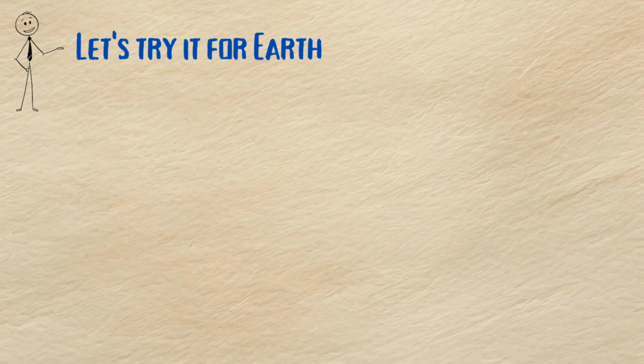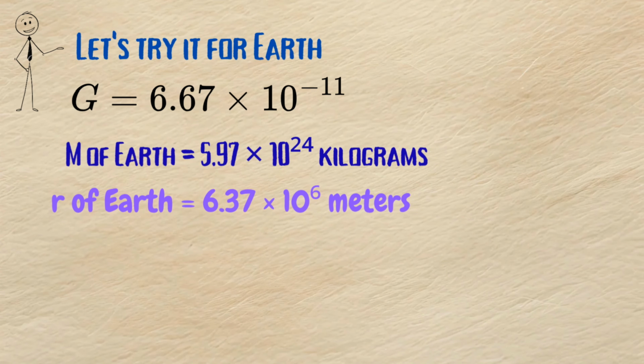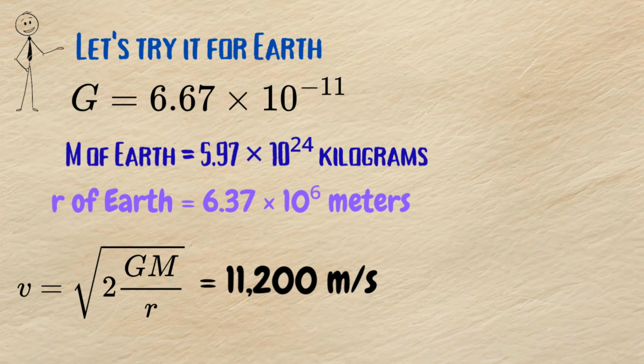Let's try it for Earth. We have the value of the gravitational constant, the mass of the Earth and radius. Now putting these values into the formula, and the answer is approximately 11,200 meters per second. That's 11.2 kilometers per second.